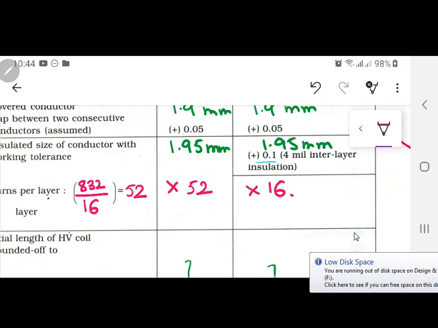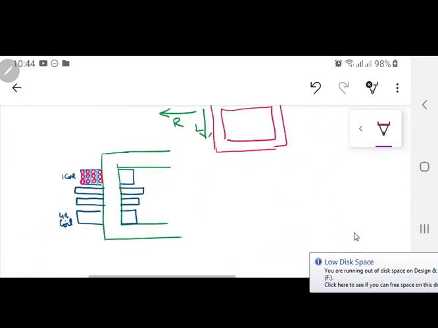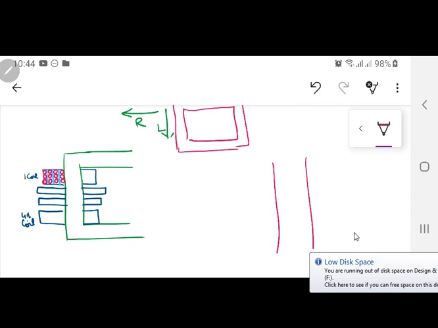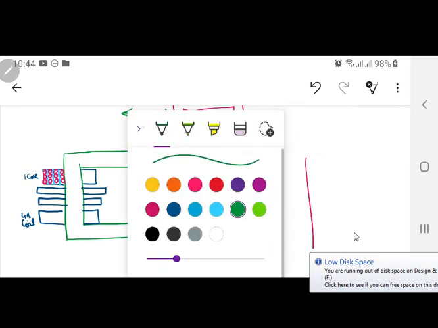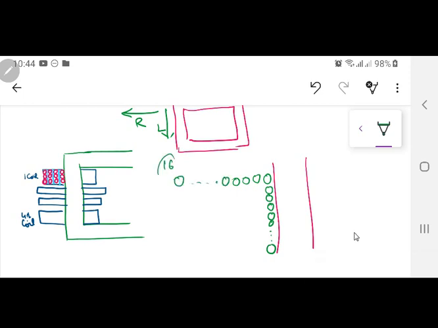For those who are still not lagging, please listen. What I am having for this is the core over here, and on this core I have arranged 1, 2, 3, 4, 5, 6, so on up till how many conductors? 52 conductors, and here on this side 1, 2, 3, 4, 5 up till 16 conductors. So this whole is actually going to be one packet.